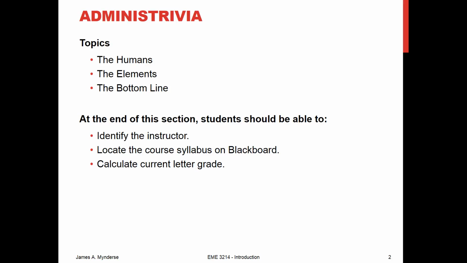So, at the end of this section, what should you be able to do? You should be able to identify your instructor. You should be able to locate the course syllabus on Blackboard. Hopefully you've been using Blackboard for a while. This is a junior-senior level course, so I assume you're already proficient with Blackboard. And you should be able to calculate your current letter grade.